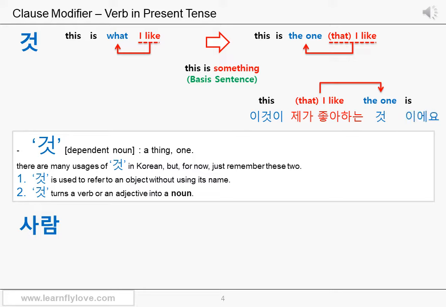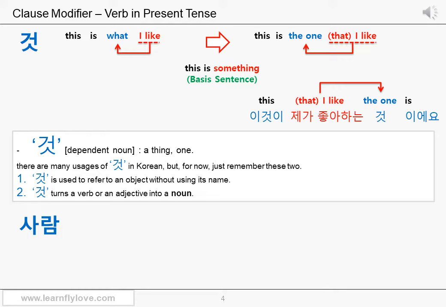Is, 이에요. 것 in the former block has a final consonant. Therefore, you should use 이에요. This, 이것이, I like, 제가, 좋아하는, the one, 것, is, 이에요. 이것이 제가 좋아하는 것이에요. This is the one that I like.